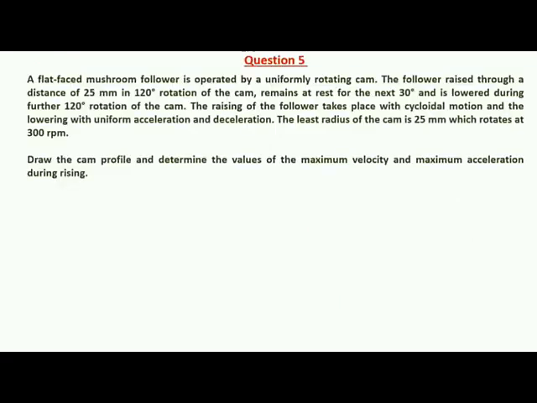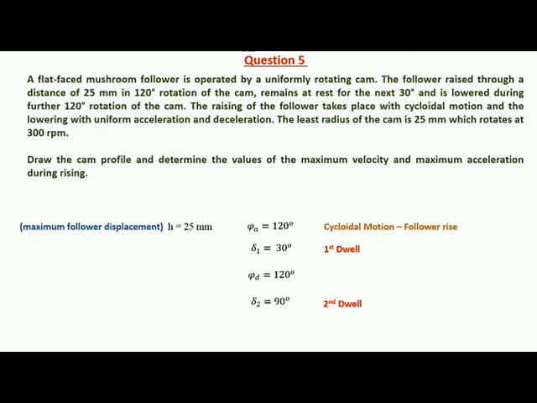So the numerical is: a flat face follower is operated by a uniformly rotating cam. The follower rises through a distance of 25 mm. So h is equal to 25 mm, and phi A is 120 degrees and delta 1 is 30 degrees. And phi D is given as 120 degrees and delta 2 is 90 degrees. And the follower rises with cycloidal motion, and the follower returns with uniform acceleration and deceleration. And the least radius of the cam is given as 25 mm, which rotates at 300 rpm.